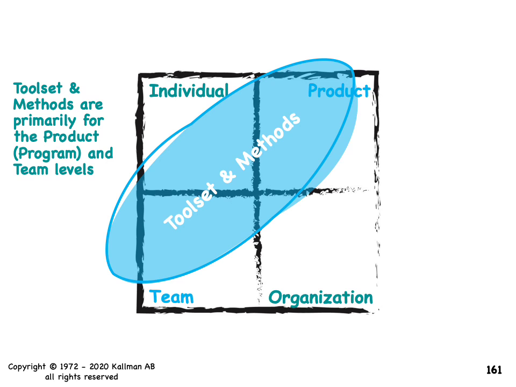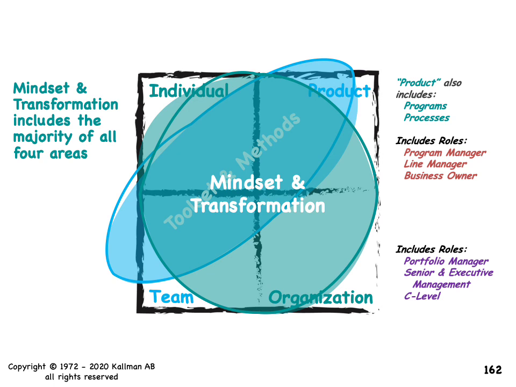So on the next slide, we're going to look at what mindset and transformation covers. In this slide, you can still see tool sets and methods in the background there. But mindset and transformation is in all four boxes. As I said, you cannot transform one area without touching the other three. And so for me, mindset and transformation is a much bigger topic. It requires much more effort, much more discipline to achieve that.